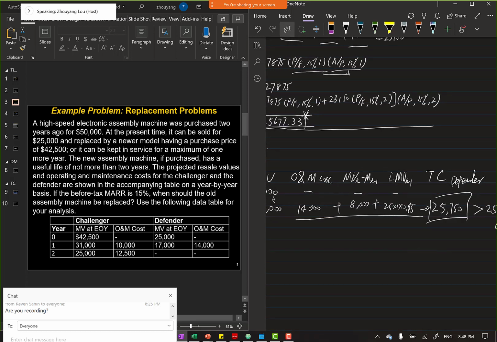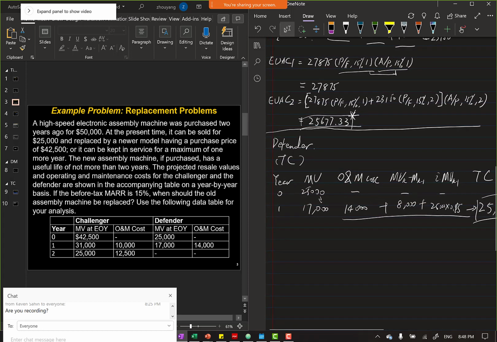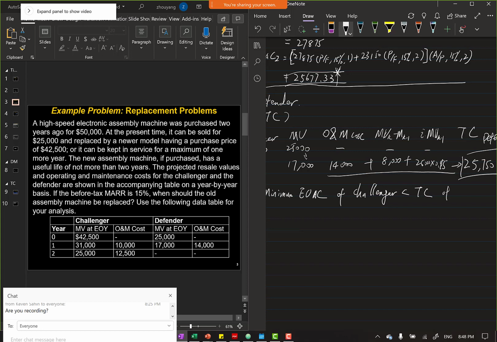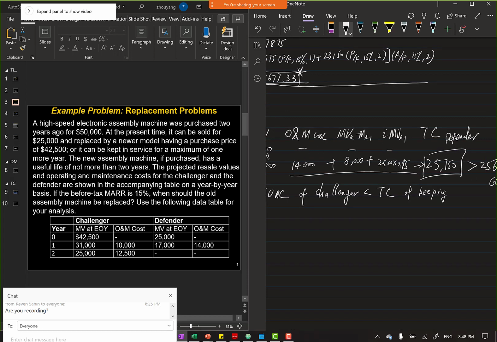Since this number is already larger than the minimum EUAC of the challenger, we don't need to proceed to calculate the second year, and we can just make the conclusion: since the minimum EUAC of the challenger is less than the total marginal cost of keeping the defender at year 1 for an additional year.